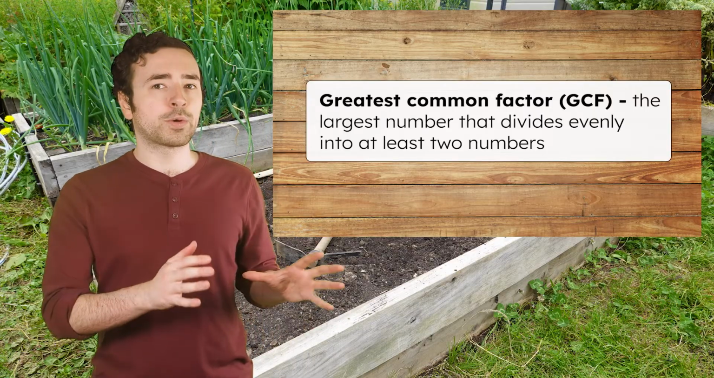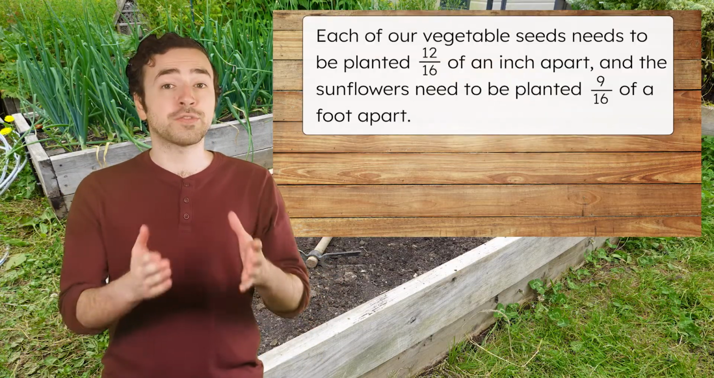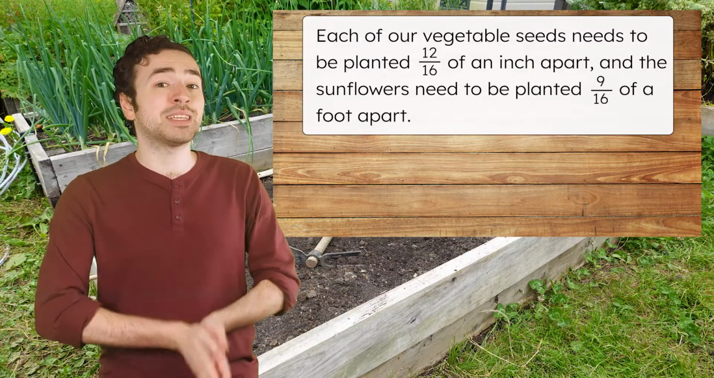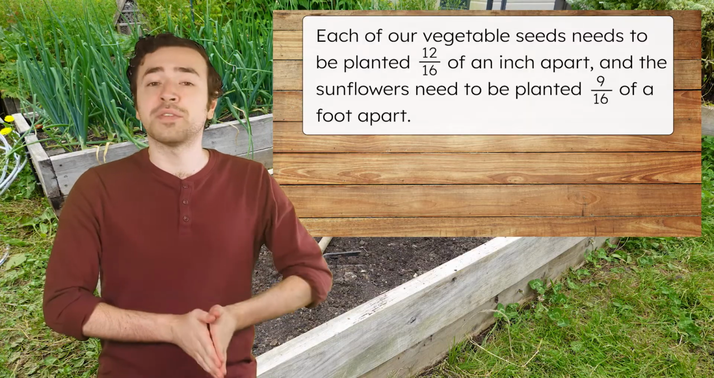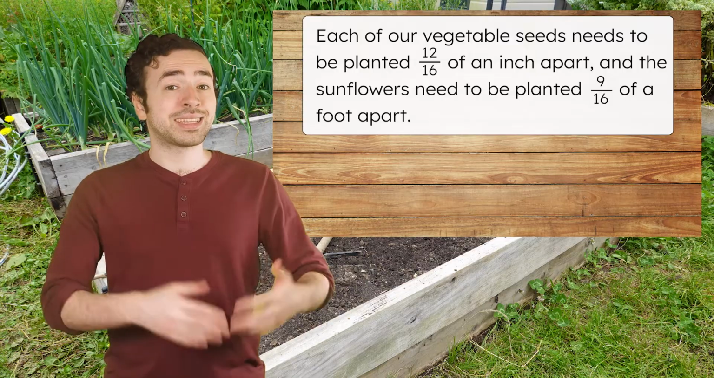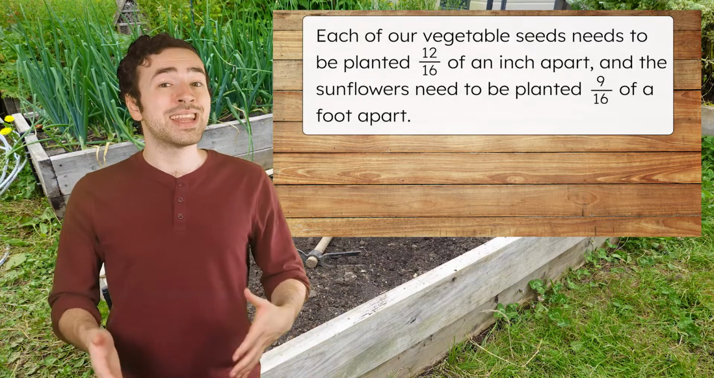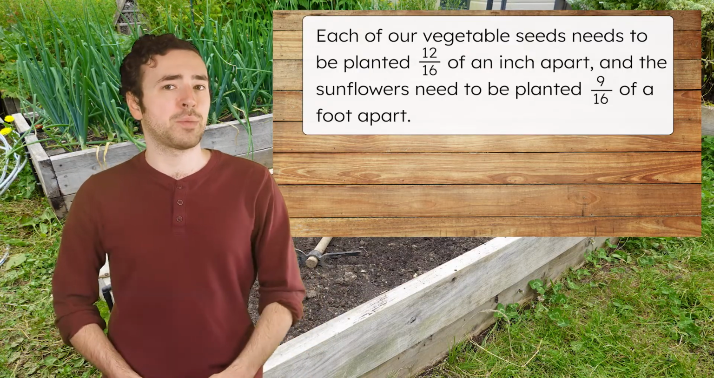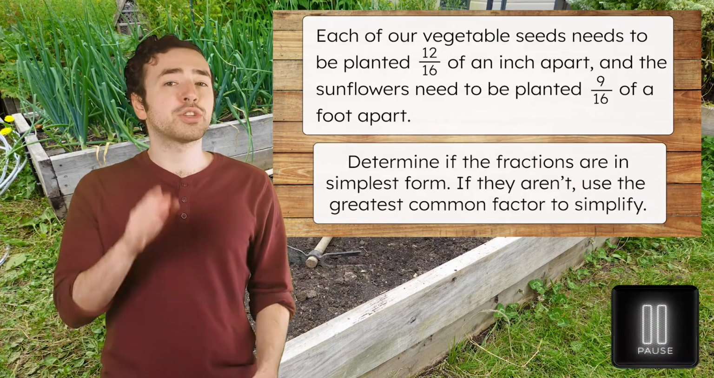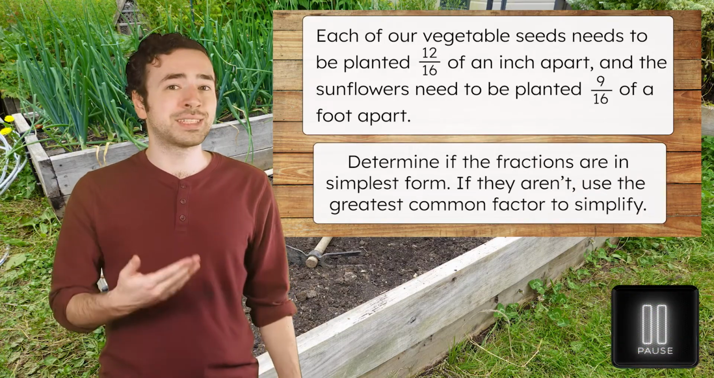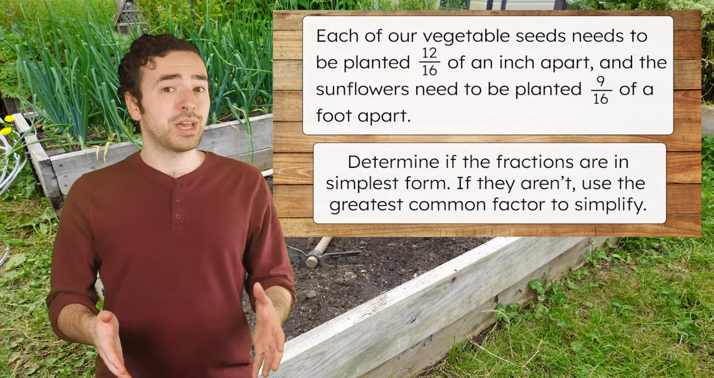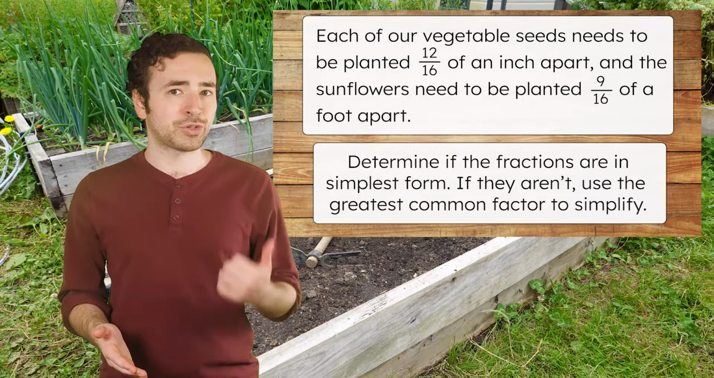Here's a couple more fractions for us to simplify. Each of our vegetable seeds needs to be planted 12/16 of an inch apart. And the sunflowers need to be planted 9/16 of a foot apart. Pause the video here to determine if these fractions are in simplest form. If they aren't, use the greatest common factor to simplify.